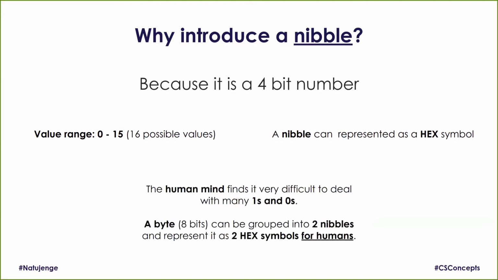So the human mind finds it very difficult to deal with a series of zeros and ones. So a byte, which is 8 bits, can be grouped into 2 nibbles and each of the nibbles represented as a hex symbol, which makes life much easier. And let me illustrate that.